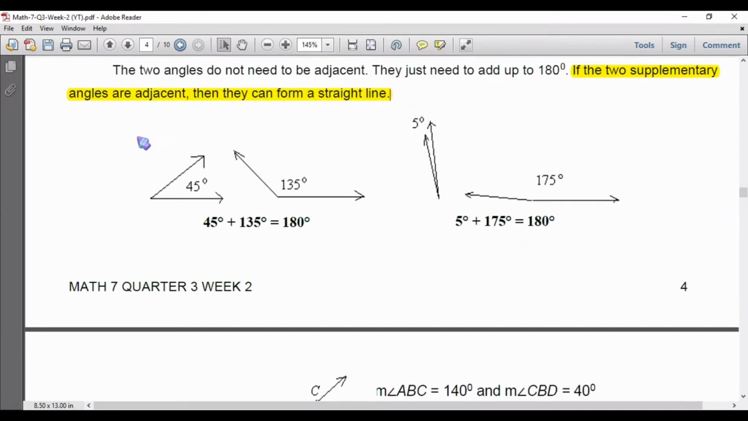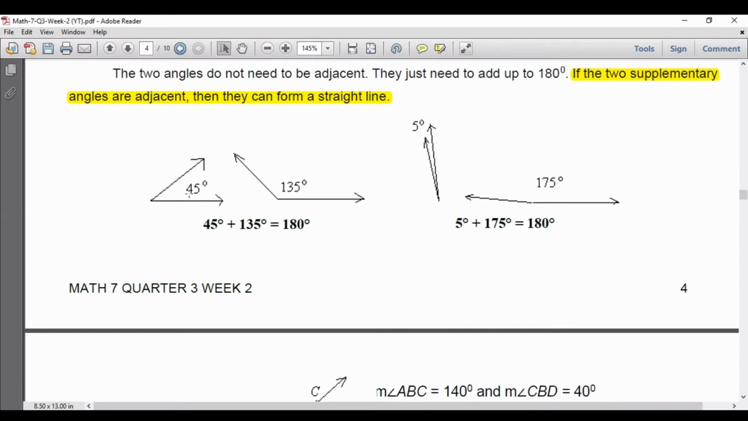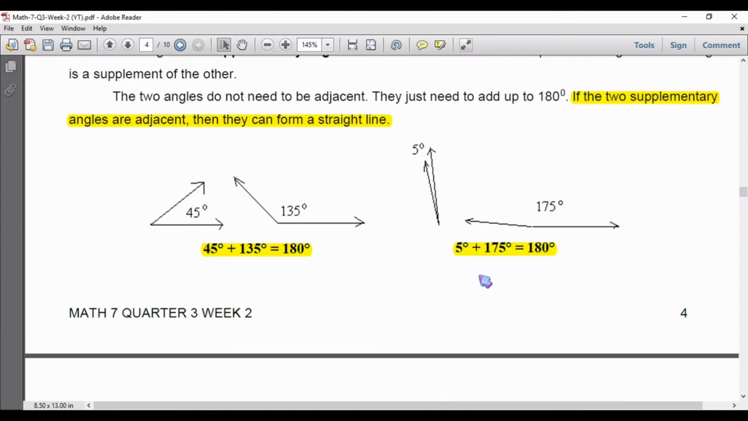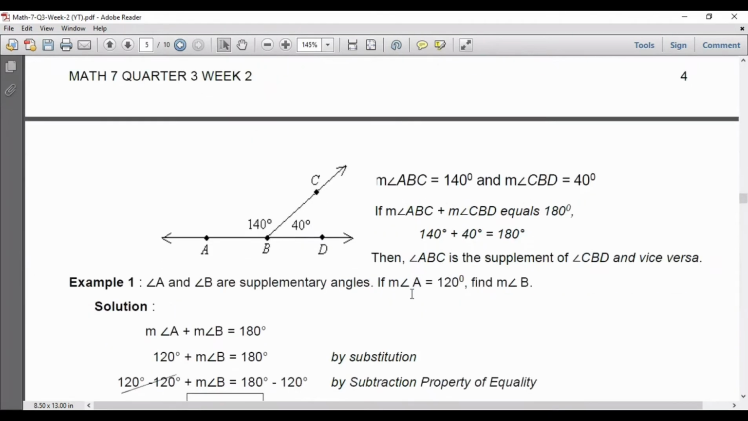Dito muna tayo sa hindi sila naka-form na straight line. So angle 45 degrees and angle 135 degrees. Once we add the two, the result is 180 degrees. So if it is 180 degrees, these two angles are said to be supplementary angles. How about this one? 5 degrees and 175 degrees. The sum of the degree measures is equal to 180 degrees. So they are also supplementary angles, and tignan nyo, magkahiwalay sila. So hindi kailangan na maging adjacent.